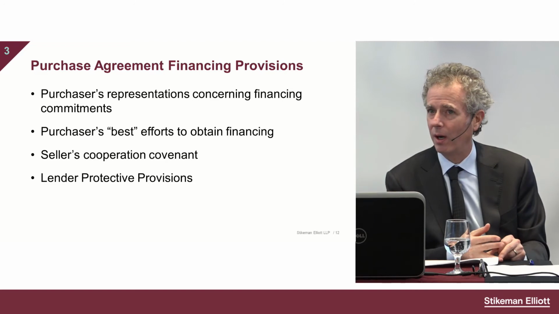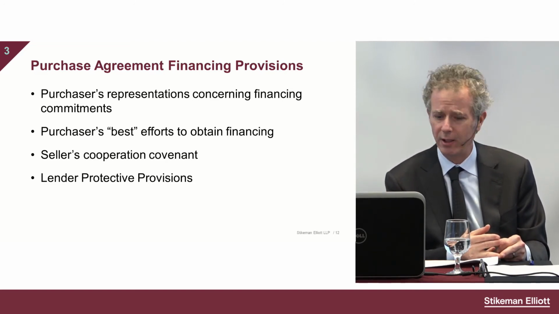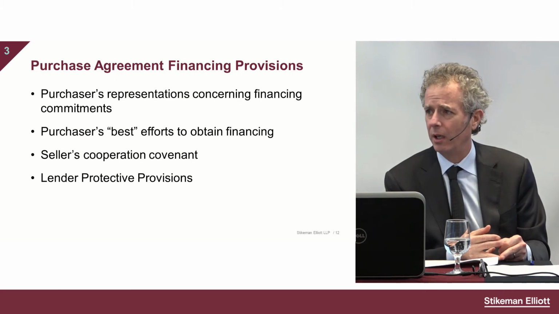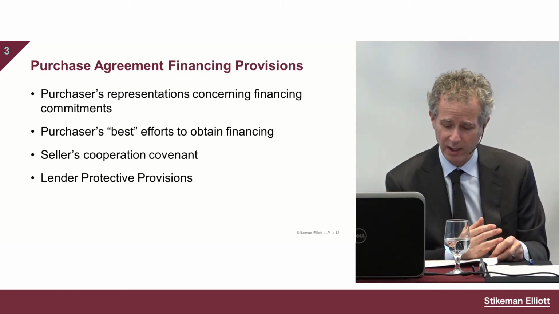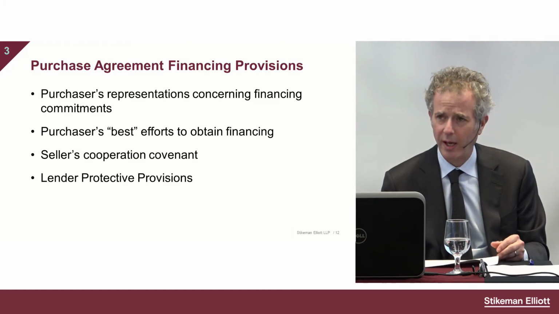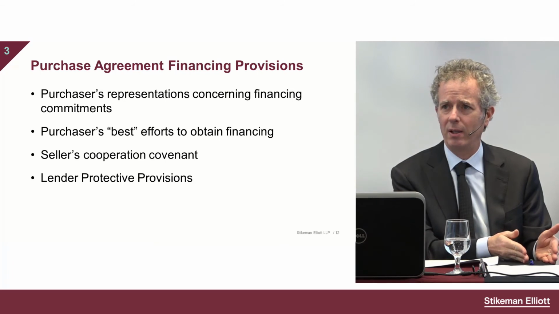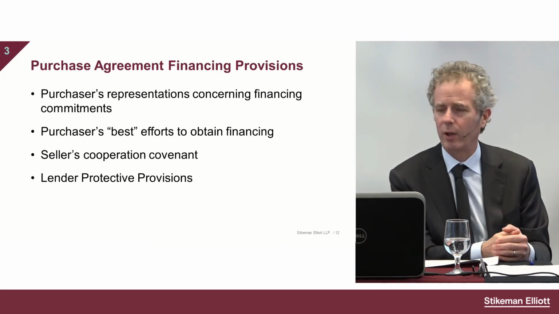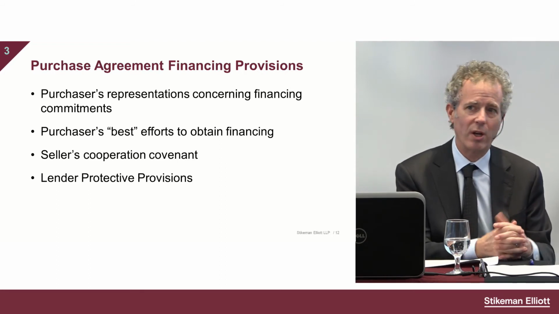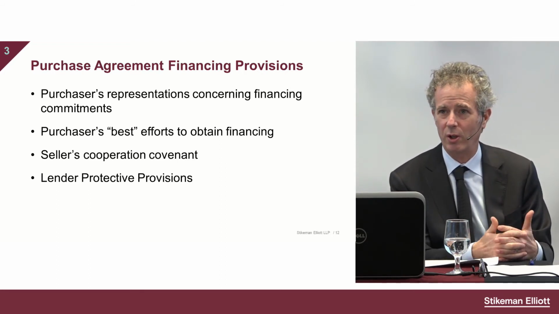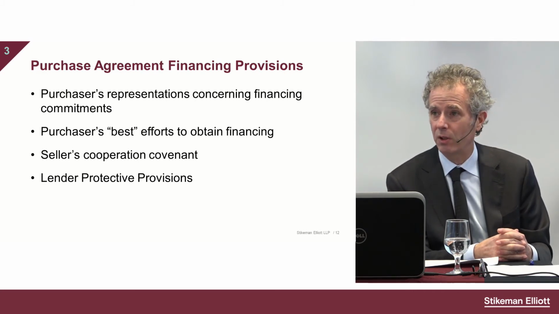There tend to be requirements for the purchaser to advise the sellers of any material developments relating to the financing that could impact the availability at closing. On the flip side of that, we have a seller's cooperation covenant in many instances. As I just talked about, a lot of times there's going to be a syndication process that takes place after the signing.